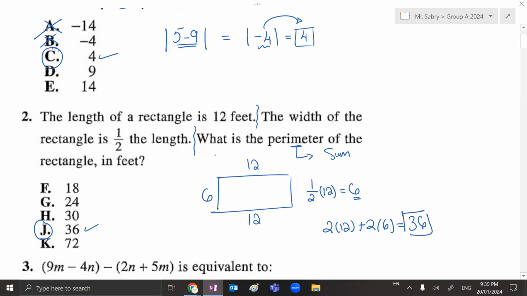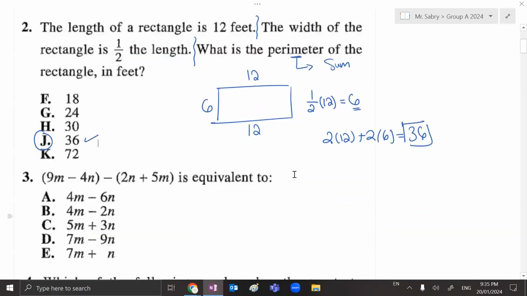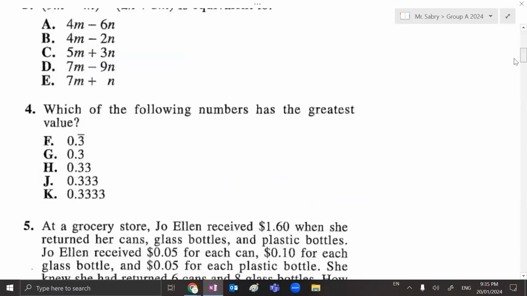Any questions so far? Okay, moving on to number 3.